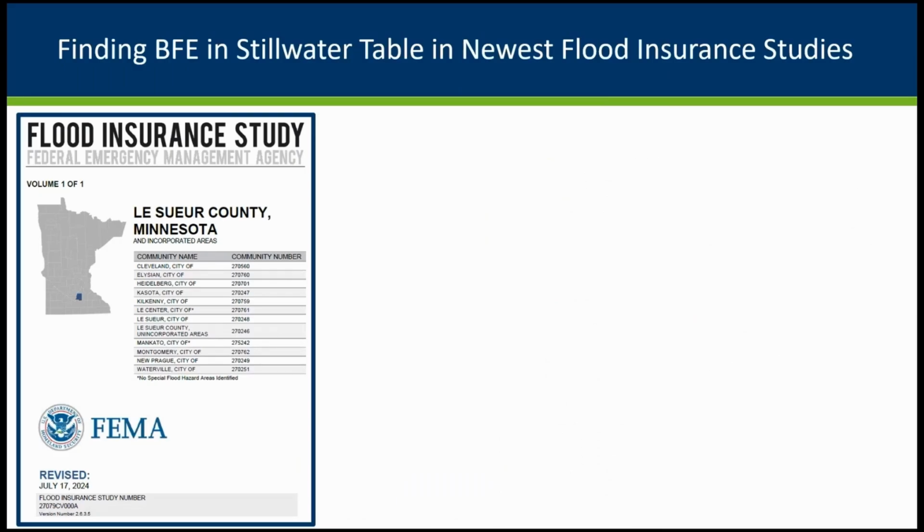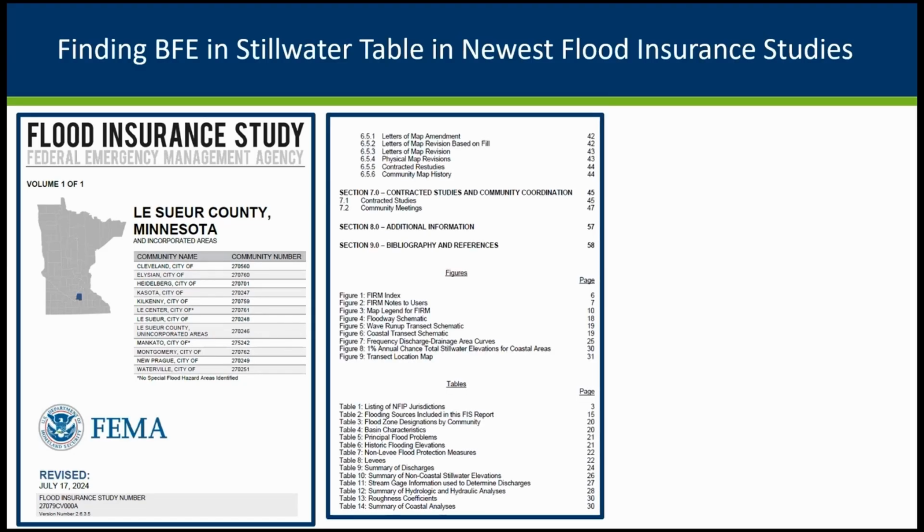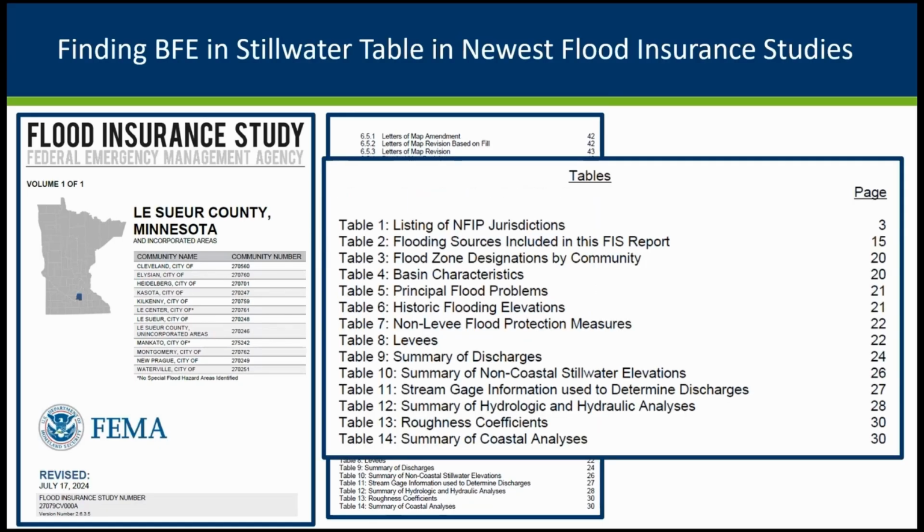So in this case, we have the newer look for the flood insurance study where it's got the shape of the state and shows where the county is within the state. And the table of contents will look a little different, but we're still looking for the tables. So we zoom into the table section and find our summary of still water elevations. But in the newer table of contents, it refers to it as a non-coastal still water elevation, because there might be coastal areas in a county. In this county, we don't have any coastal areas, but they still label that table as non-coastal still water elevations.